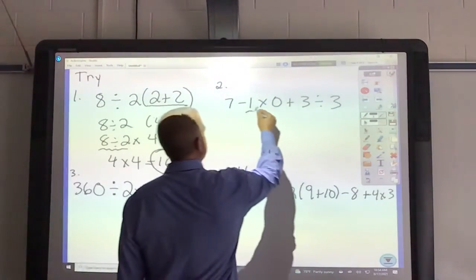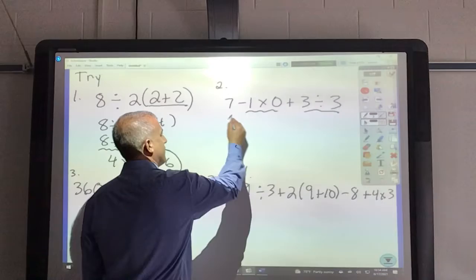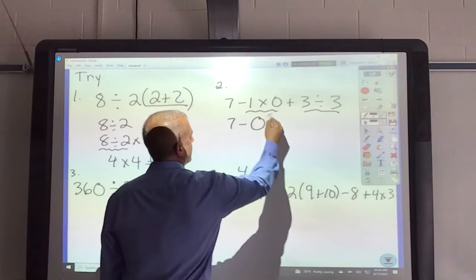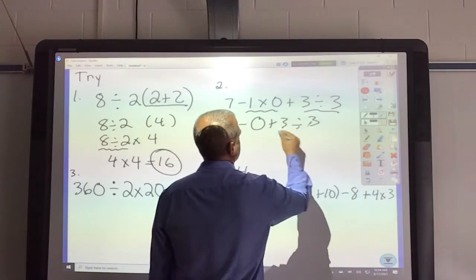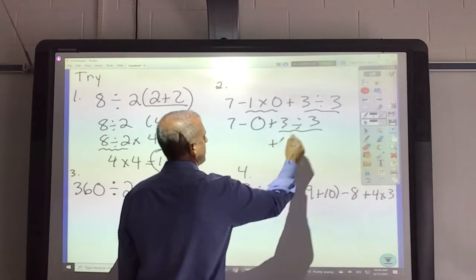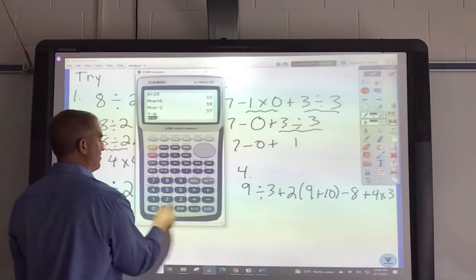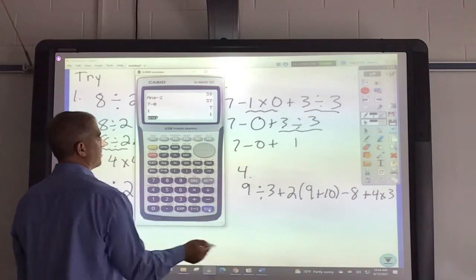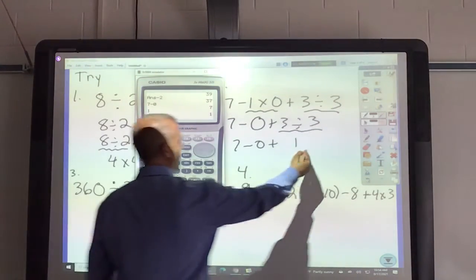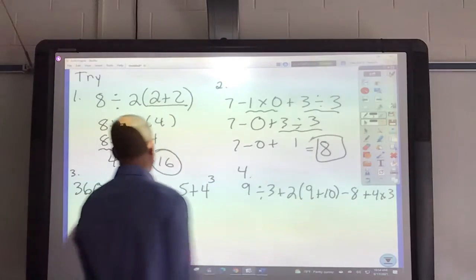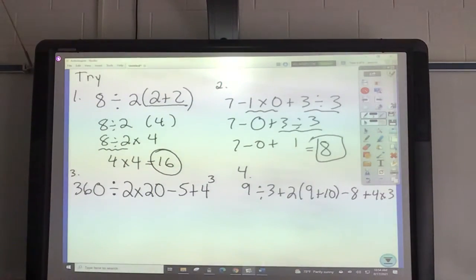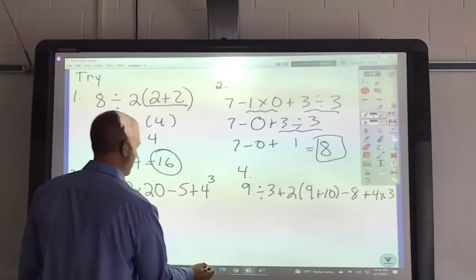This one, I would do, I got this and this. I'm going to do this one first. 1 times 0 would be 0. Still have this, so 3 divided by 3 would be 1. Okay, so now it's very simple. 7 minus 0 plus 1. Whoops, that's going to be 8.